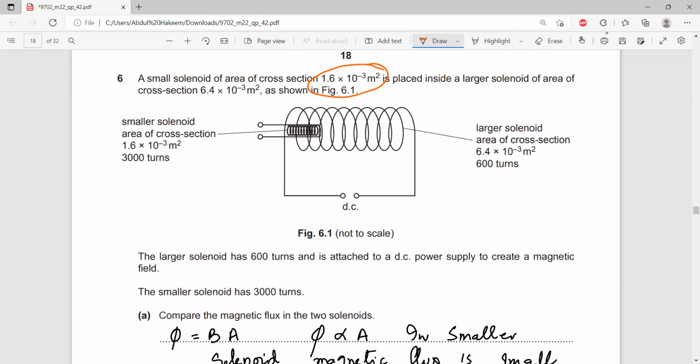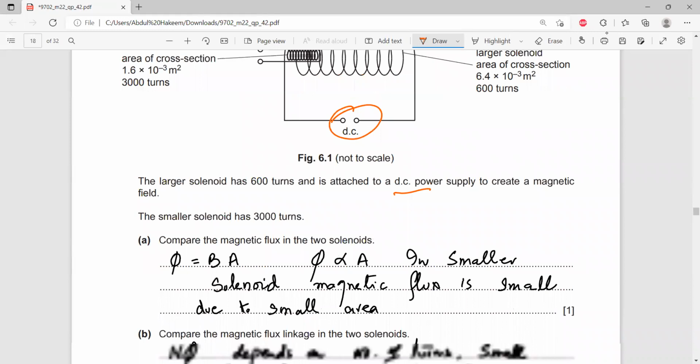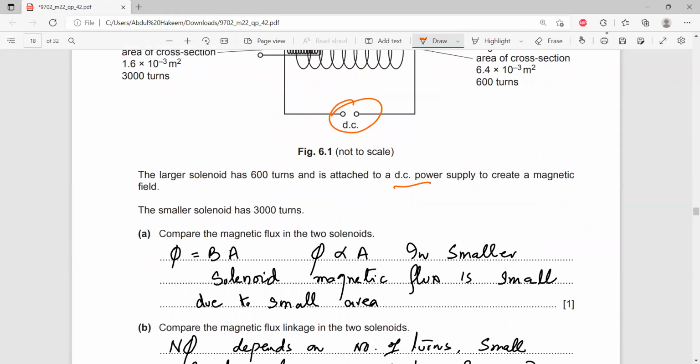The large solenoid has 600 turns and is attached to a DC power supply, which creates the magnetic field. The small solenoid has 300 turns. Compare the magnetic flux in the 2 solenoids. Magnetic flux phi is equal to BA. Due to the DC power supply, the flux density B is constant. So phi is directly proportional to area. In the small solenoid, the magnetic flux is small because its cross-sectional area is small.